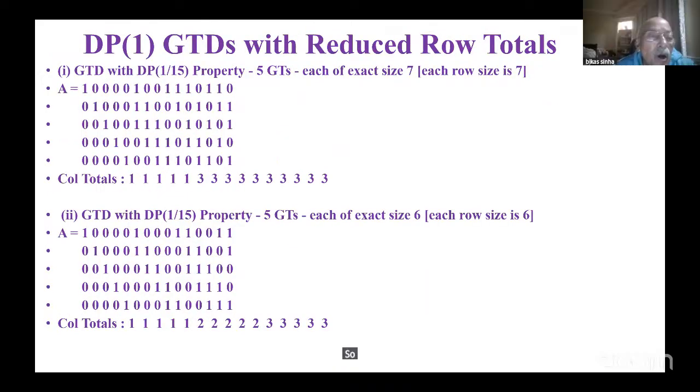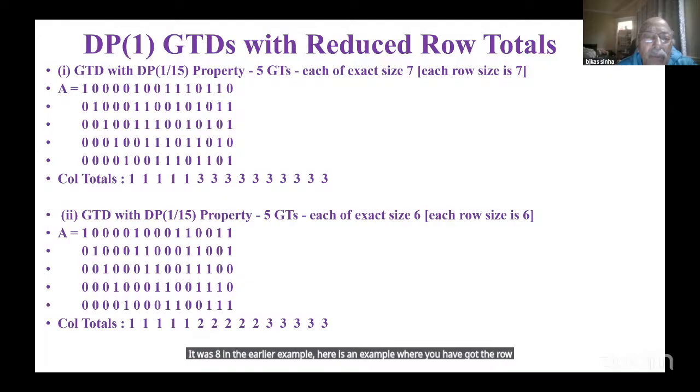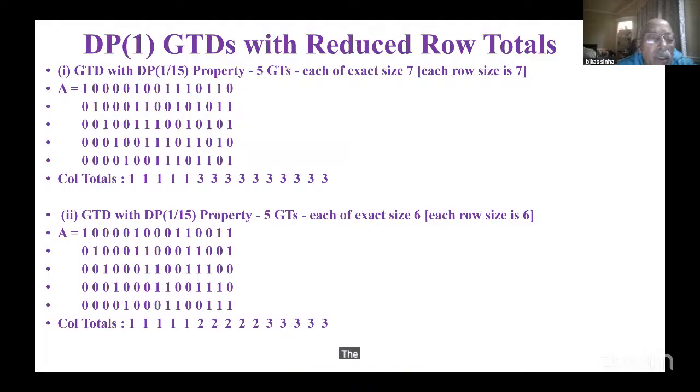So here is an example of, once more, 15 individuals, at most one individual is affected, and you have 5 group tests cutting down the size to 7. So from 8, the row total in the earlier example, here is an example where we have got the row total as 7. But for that, we have to pay a penalty. Instead of 4, we are getting 5 group tests. And this time, individual number 1 is involved in only 1 test. Like that, you can see that the individuals are involved in either a single test or in 3 tests.